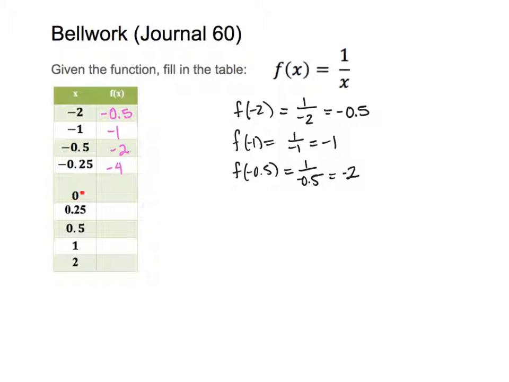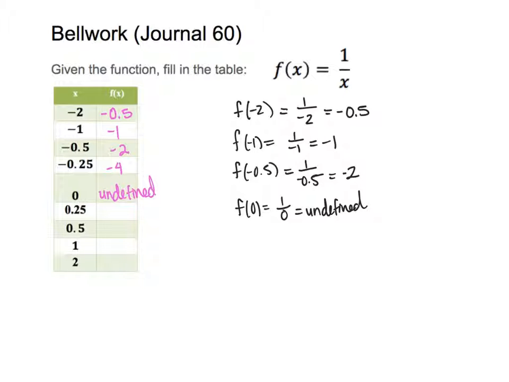However, this middle one here, if I plug in 0, let's take a look. So if I plug in 0, that means I have 0 in the denominator. We learned that when the denominator is 0, the overall value is undefined. So whenever the denominator is 0, it's undefined, because you can't divide by 0. So we call this undefined. So that's what I'm going to write here.